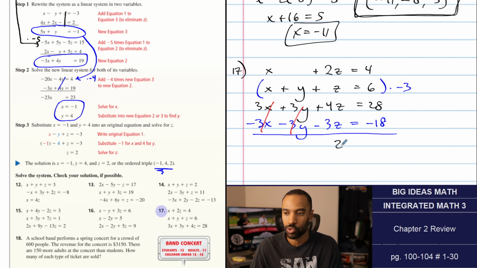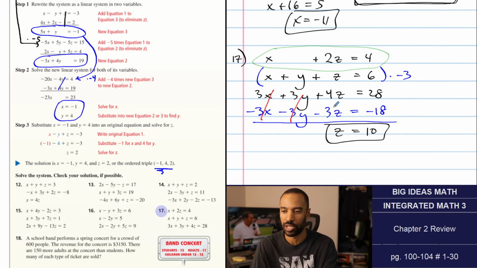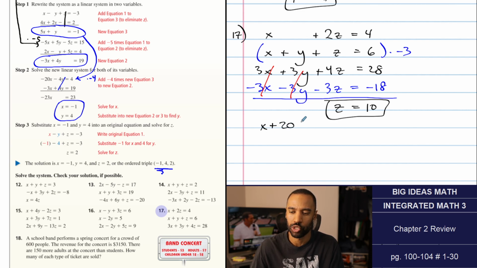This is going to be really fast. We get z equals 10. Now I have this, so forget the system of 2. We can now just go to this equation with 2 variables here, and let's solve for x. X plus 2 times 10, x plus 20 equals 4, so x is negative 16.